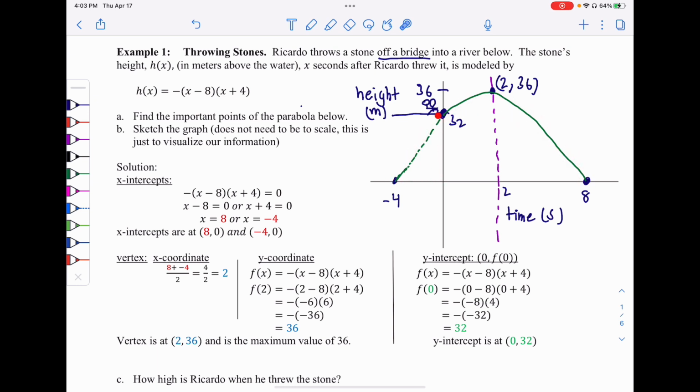So we can tell that the initial height he threw it from was 32 meters. It reached a maximum height of 36 meters at 2 seconds, and it eventually hit the ground after 8 seconds. And that's how we can apply our parabola, throwing an object off of a bridge. So that's one example.